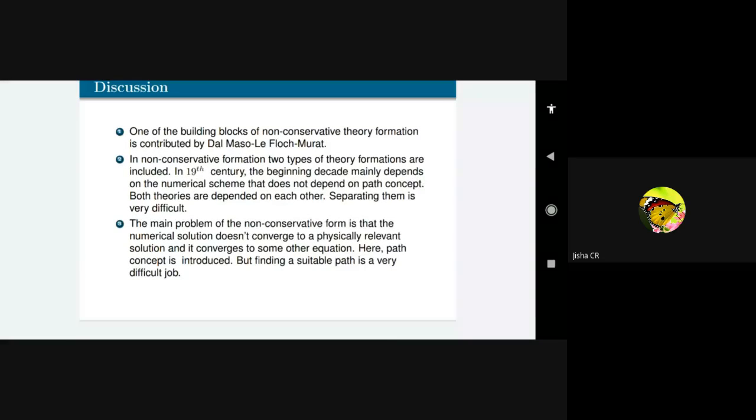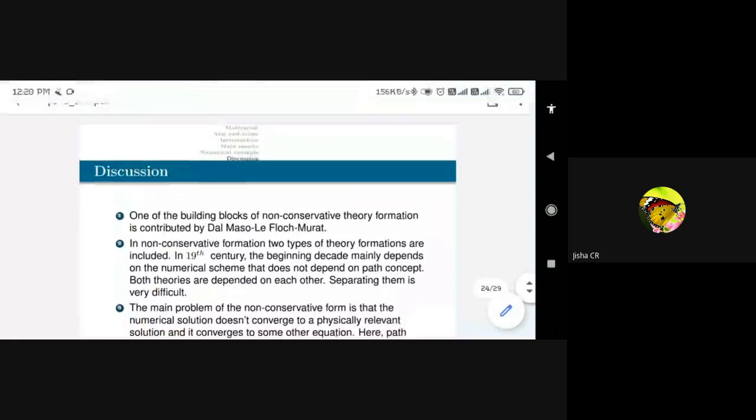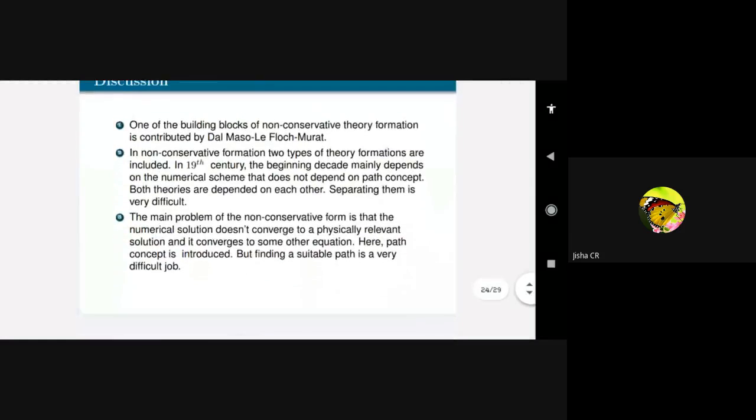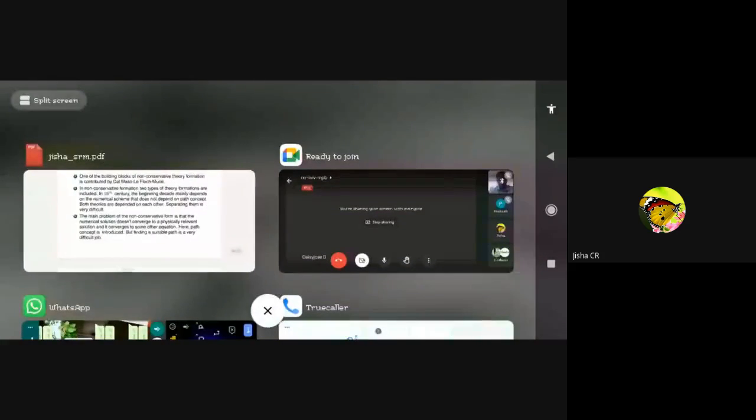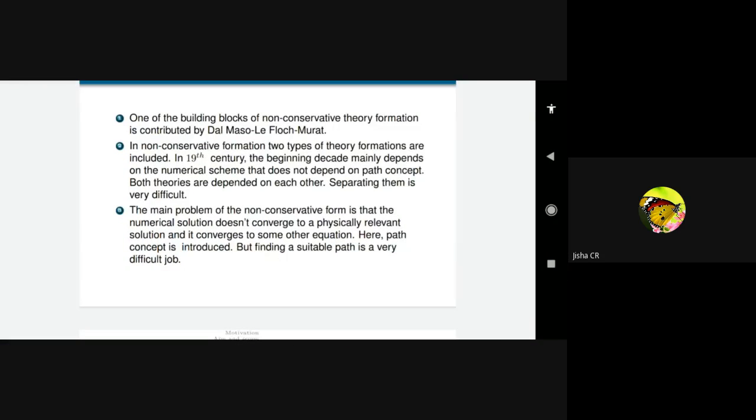This is a summary. One of the main building blocks of non-conservative theory formation was constructed by Dal Maso and LeFloch. In the non-conservative formulation, two types of theory exist. One approach depends fully on the path, and the other does not depend on the path. The main problem of the non-conservative form is that the numerical solution does not converge to the physically relevant solution, and it converges to some other solution. Here the path concept is introduced, but finding a suitable path is a very difficult job. Next slide.